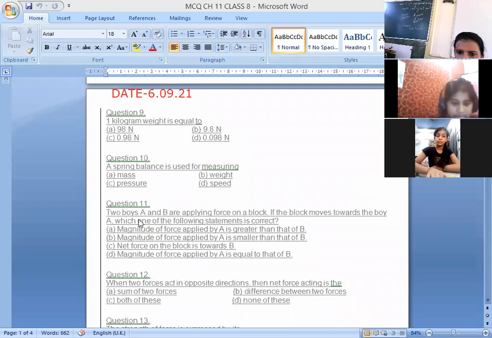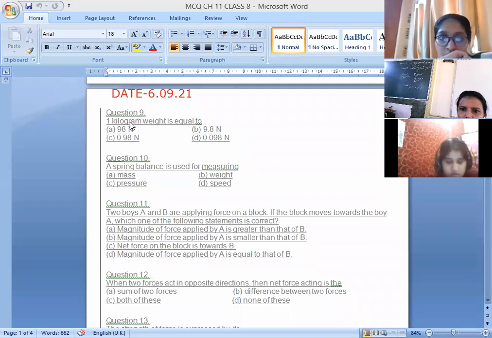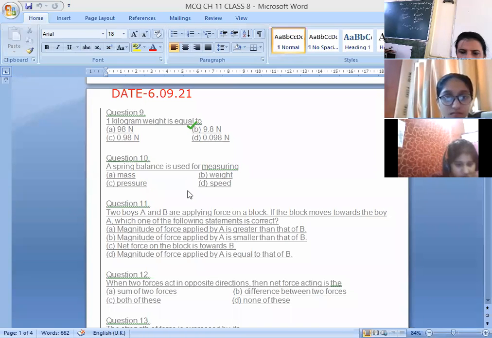Next is, a kilogram weight, 1 kg, is equal to how much? Yes, Ananya Jain. 9.8 Newton. Yes, it is 9.8 Newton. So the B option is the correct one.